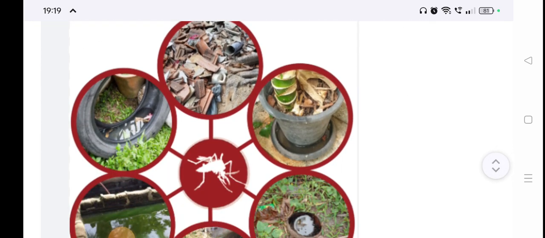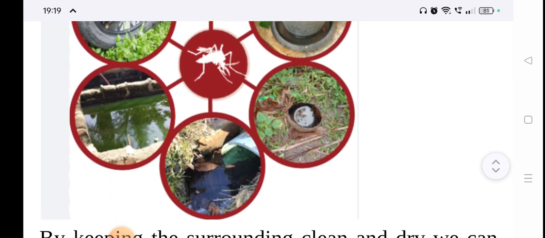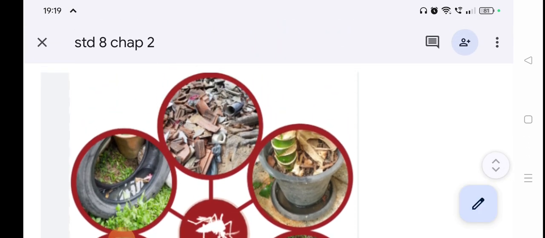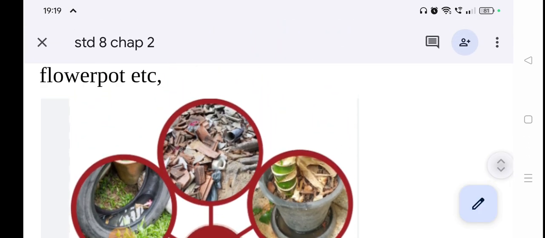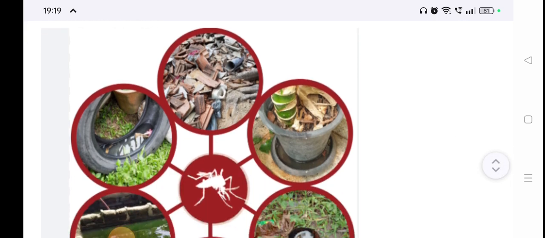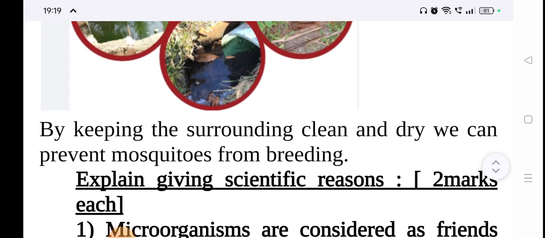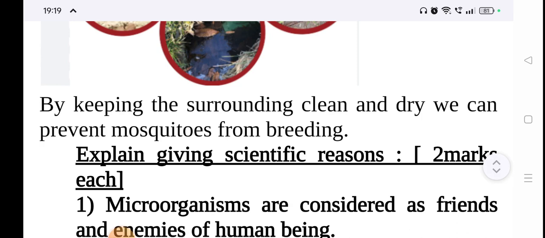See in which places this type of mosquitoes breed. See, in the stagnant water, in the tire, in the plant pot, etc. By keeping the surroundings clean and dry, we can prevent mosquitoes from breeding.